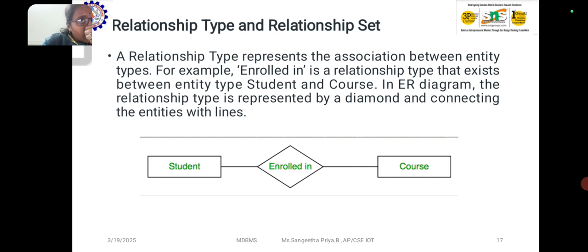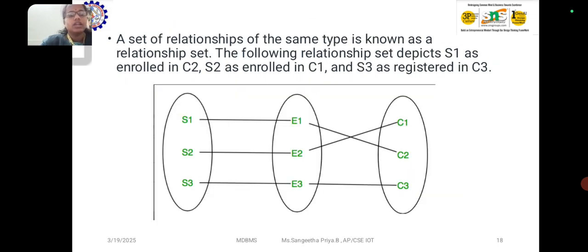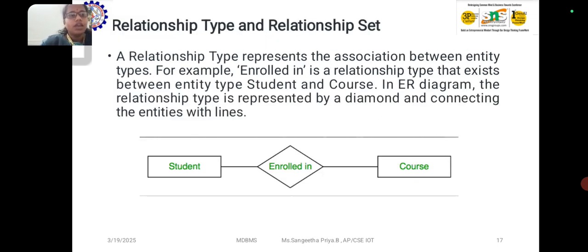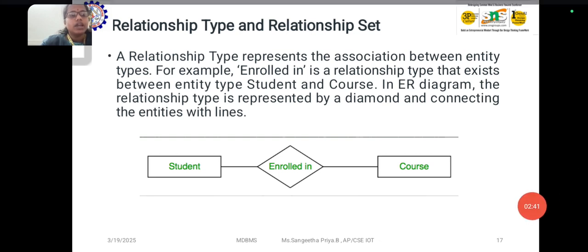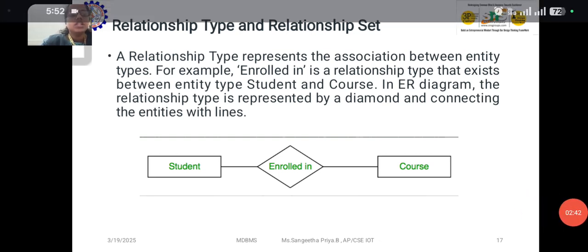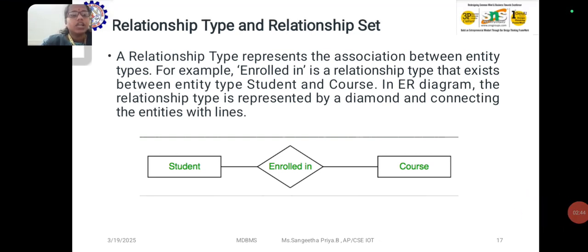Next is the relationship type and the relationship set. A relationship type represents the association between entity types. For example, "enrolled in" is the relationship type that exists between the entity types student and course. In an ER diagram, the relationship type is represented by a diamond connecting the entities with lines.